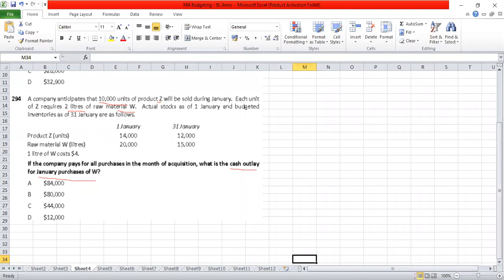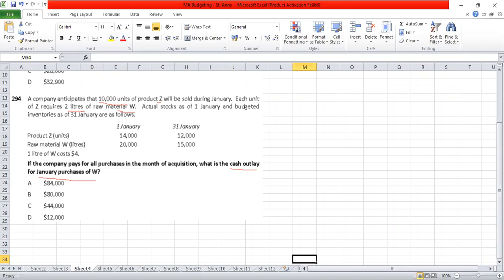Okay. How much did they purchase is the issue here. Why? Because there is some opening stock of material available. Considering the opening stock, only the rest of it they will purchase, isn't it? They already have the opening stock as on 1st January. But how much do they require is what we have to know. How do we know the requirement?